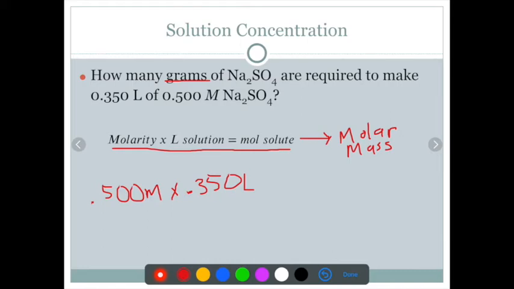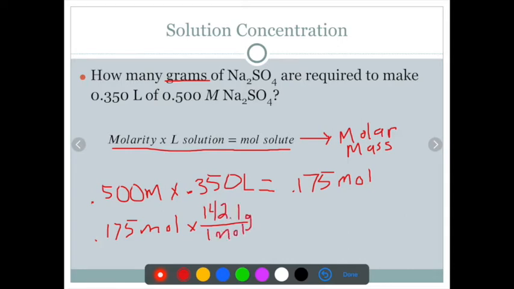Okay. And that gets us 0.175 moles. So that's how many moles we have of our sodium sulfate, and I just need one more step to get me to grams. So I need to multiply by the molar mass. So the molar mass of sodium sulfate is 142.1 per 1 mole. So something we learned in chapter 3. So moles cancel, and I get 24.9 grams of sodium sulfate.